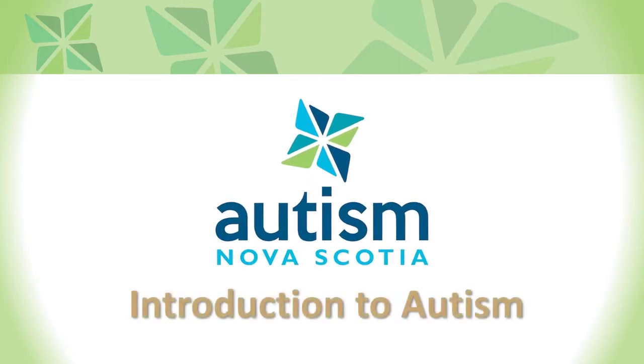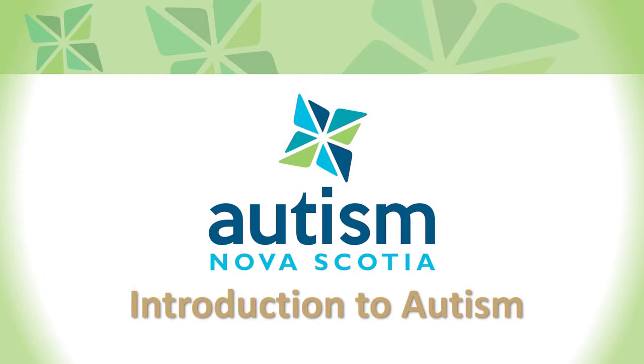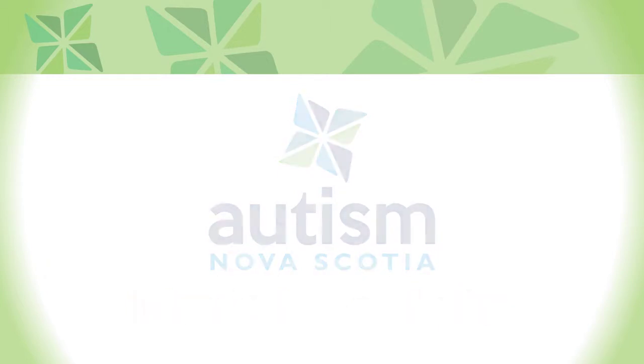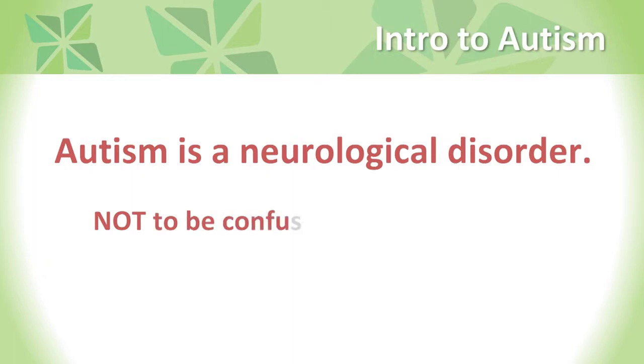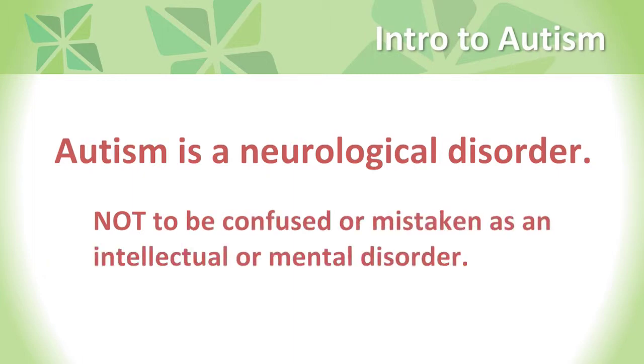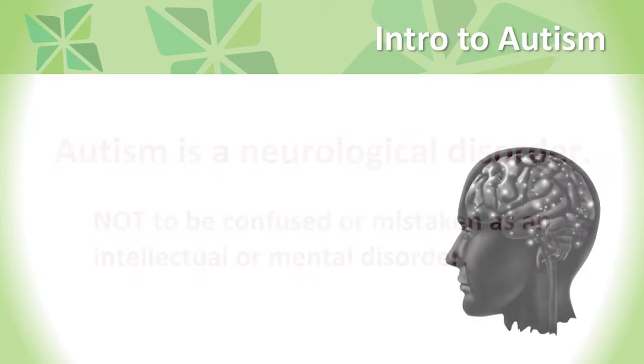In this video, we will cover a brief introduction to autism and the intricate facets of this neurological disorder. To begin with a brief overview, autism is a neurological disorder, not to be confused or mistaken as an intellectual or mental disorder. Autism affects the neurological development of the brain.